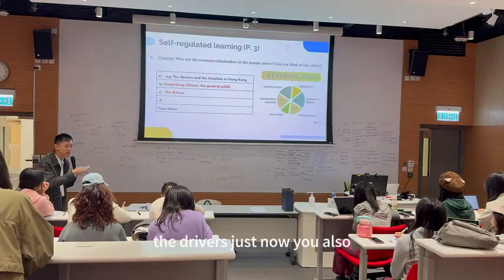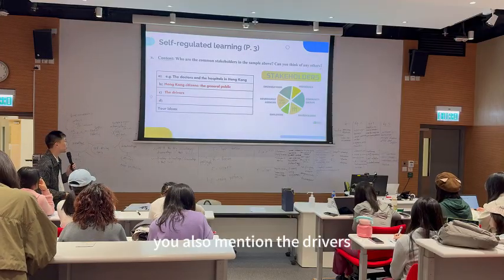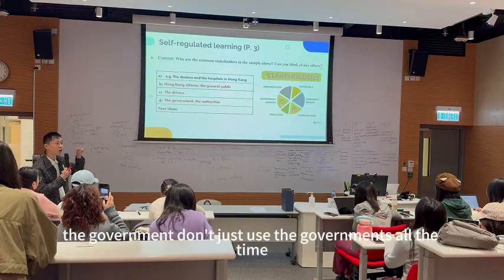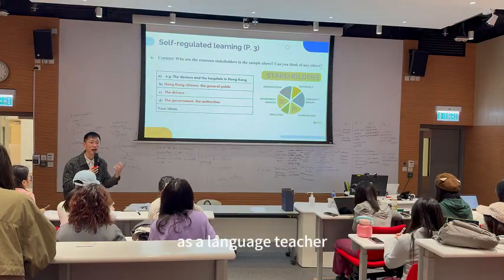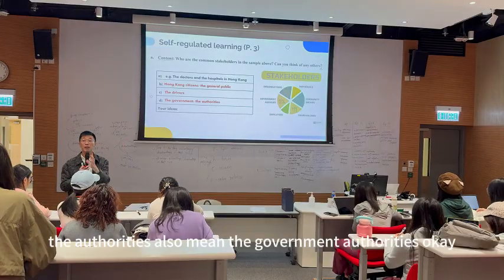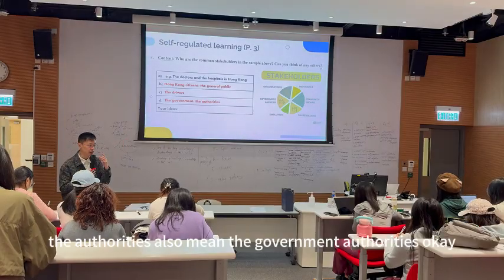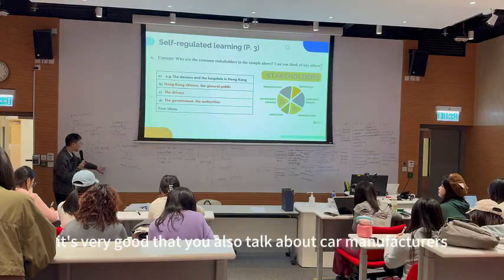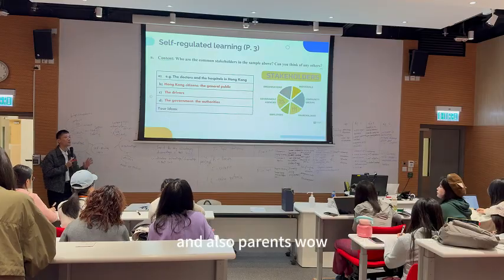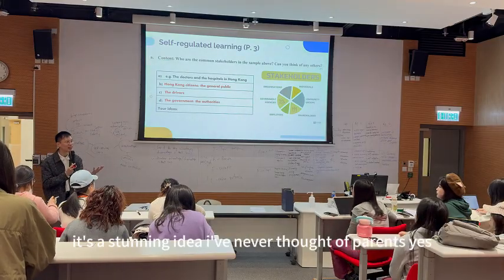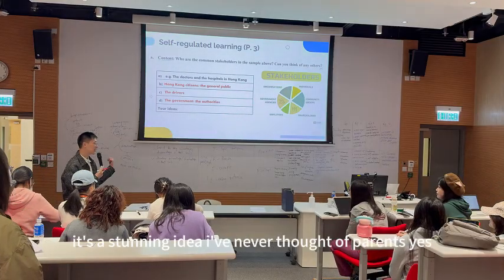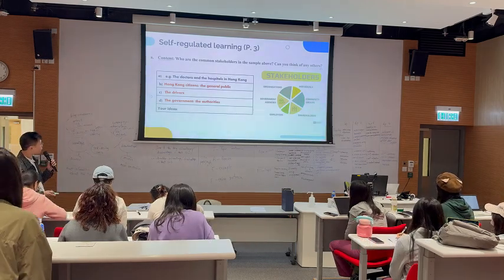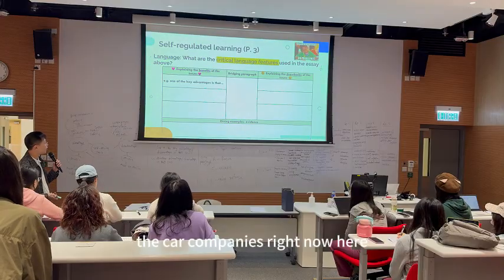Second, the drivers. Just now you also mentioned the drivers. The government. Don't just use the government all the time. As a language teacher, I will show you the authorities. Also means the government. Authorities. Okay, and of course, it's very good that you also talk about car manufacturers and also parents. Wow, it's a stunning idea. I've never thought of parents. Yes, very, very good. Okay, so the car companies, right?